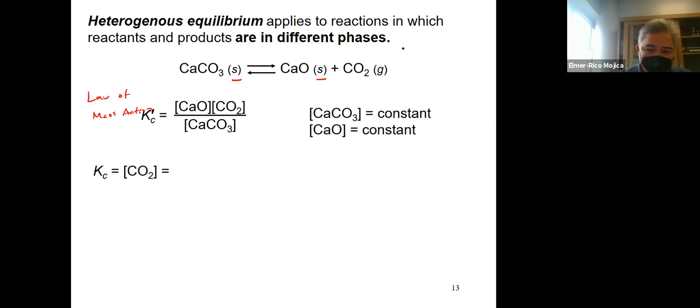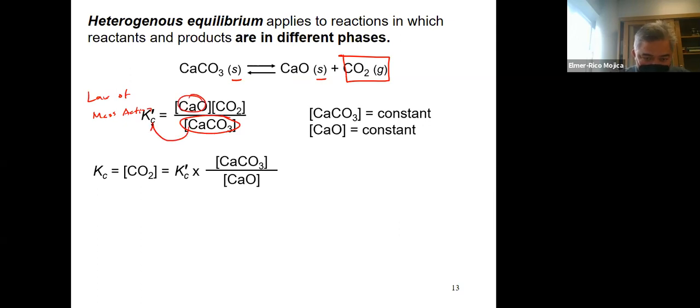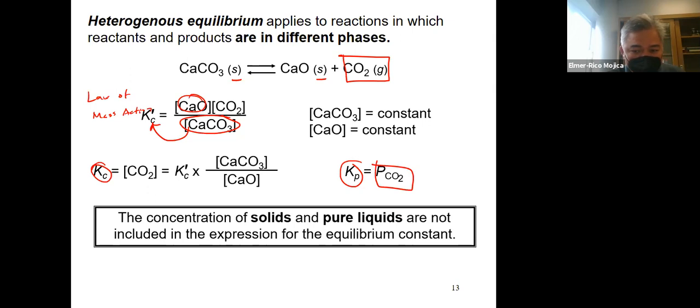So you end up writing only CO2. What happened is you incorporate the constants into the other side. Since they're constant, they remain constant, but they give you the equilibrium constant. And you can also express Kp there as just the partial pressure of CO2. So you don't include solids in the expression, just like you don't include liquids. The concentrations of solids and pure liquids are not included in the expression for the equilibrium constant.